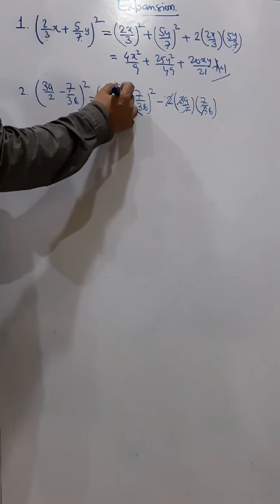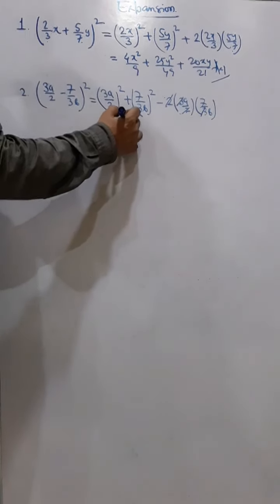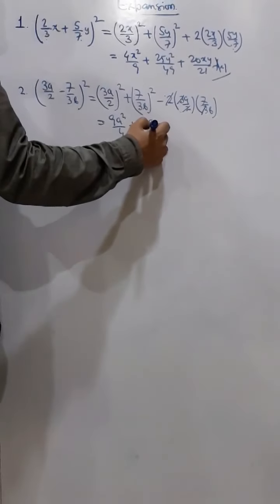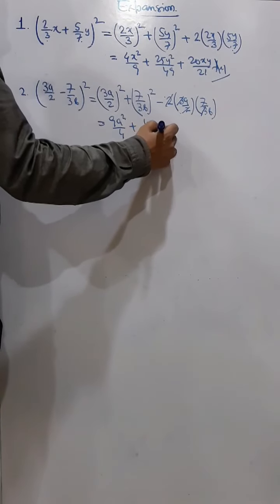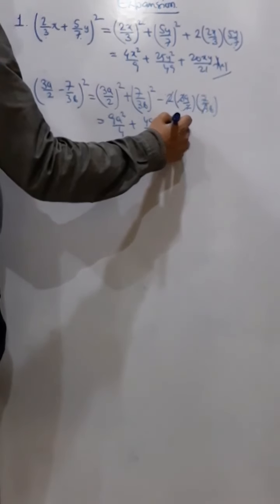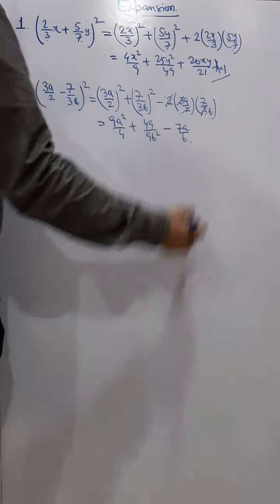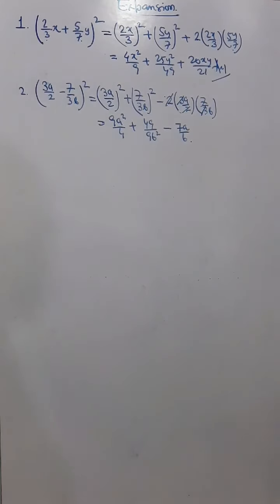We get here 3 square means 9a square by 4 plus 49 by 9 b square, and then this one is minus 7a by b. Okay, minus 7a by b. Okay.